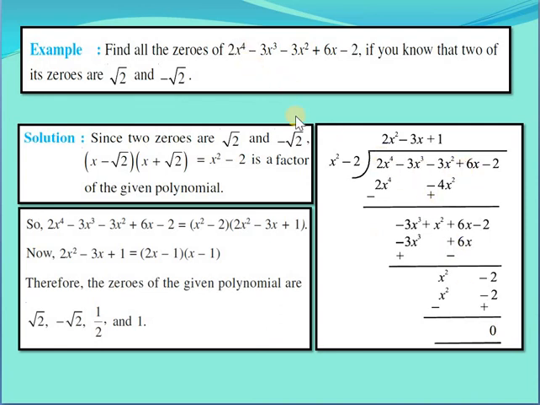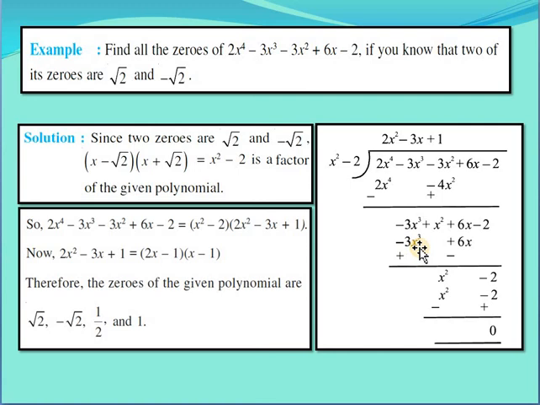So let's divide it. 2x to the power 4 minus 3x cube minus 3x square plus 6x minus 2 divided by x square minus 2. 2x square into x square, 2x to the power 4, minus 2 into 2x square, minus 4x square. Arrange it in the same place so that there will be no confusion. Minus 3x cube as it is, minus 3 plus 4 is plus 1 x square, 6x minus 2. Now minus 3x cube divided by x square, minus 3x. So minus 3x into x square, minus 3x cube, minus 3x into minus 2, plus 6x.